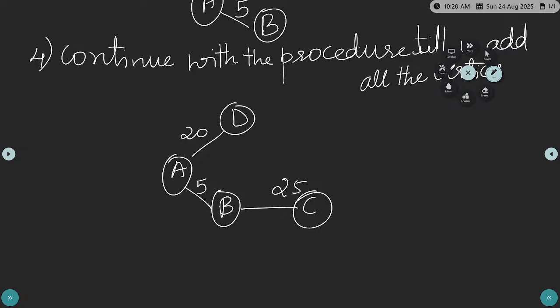I have told it very clearly. Hope everyone has understood this one. Right? Next, what you are doing? Now check whether all the vertices are added. A, B, C, D are added. You require one more node which is E.